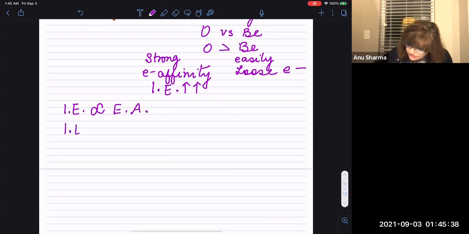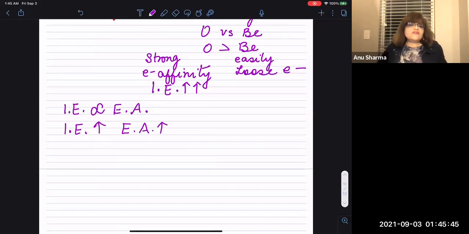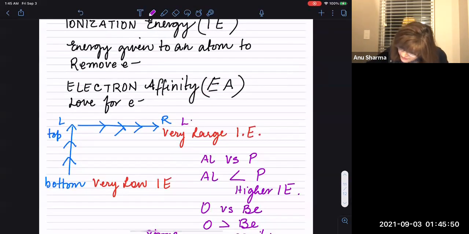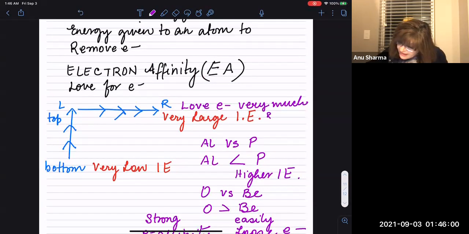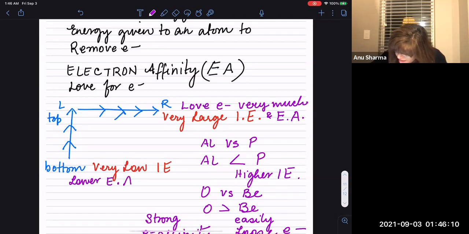The higher the ionization energy, the higher the value of electron affinity is. Why would they lose electrons if they love electrons so much? These atoms love electrons very much, and they don't let the electrons go. So one thing I'm going to add here is that their electron affinity is also very high, while the others have lower electron affinity. So keep this in mind.